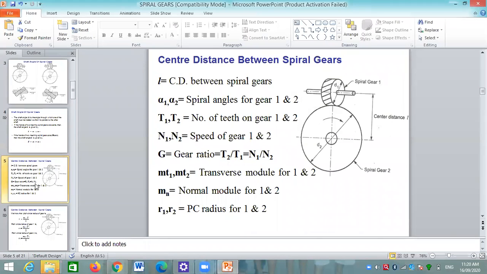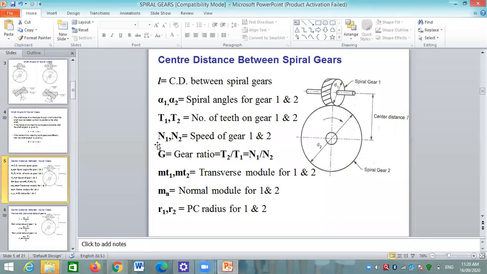Now center distance between spiral gears. How can we calculate the center distance between two spiral gears? Let L be the center distance between the spiral gears. Alpha 1 and alpha 2 are the spiral angles for gear 1 and gear 2 respectively. T1, T2 are the number of teeth. Generally remember that T or Z is used as the notation for the number of teeth. Generally Z is used, but in some books T is also used. T1 and T2 are the number of teeth on gear 1 and 2.